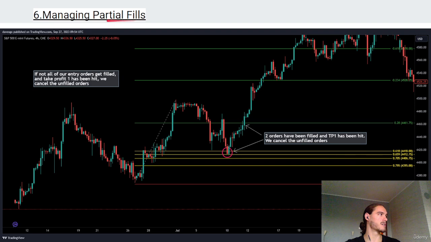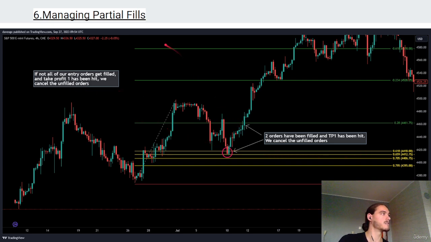So managing partial fills. Let's say if not all of your entry orders get filled and take profit 1 has been hit, we cancel the unfilled orders. So you put your tool from low to high, and the price moved to your entries, and only 2 of your orders got filled, the 618 and the 659. And then price proceeded to go to your take profit 1. The 2 remaining orders that have not been filled, we cancel them.